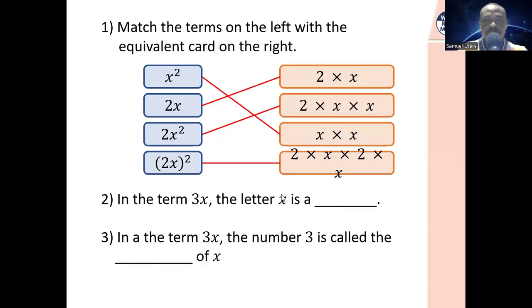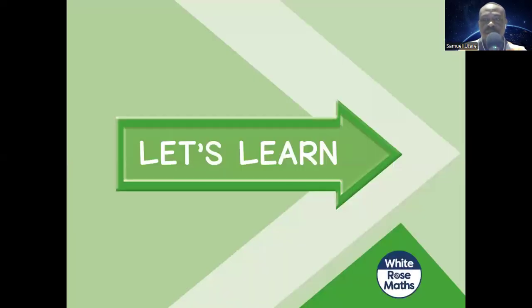And then next one, you were asked, in the term 3x, the letter x is a what? A variable. Remember, in our very first lessons in algebra, we said the letter, it could be any letter of the alphabet, is called a variable. And the number sitting right next to the letter is called the coefficient. It's important you do not forget these words. We're going to be using them in future lessons. Okay, let's do some new learning.